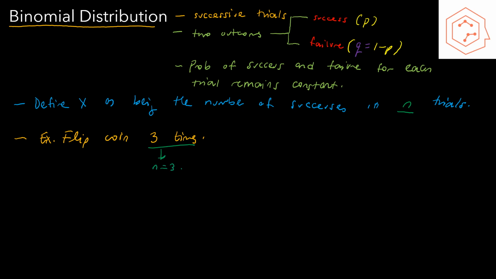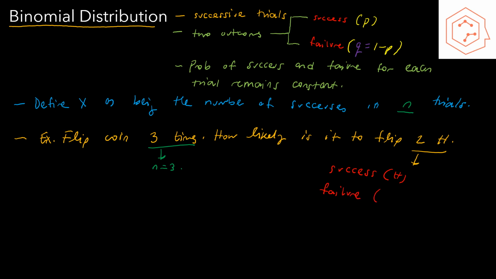And we're going to ask the question, how likely is it to flip 2 heads out of these 3 trials? So my success in this case, since I'm looking at the probability of getting 2 heads, is going to be flipping heads. My failure is going to be flipping tails. And the corresponding probabilities: p is going to equal 1/2, and q, which is equal to 1 minus p, 1 minus 1/2, is also 1/2.